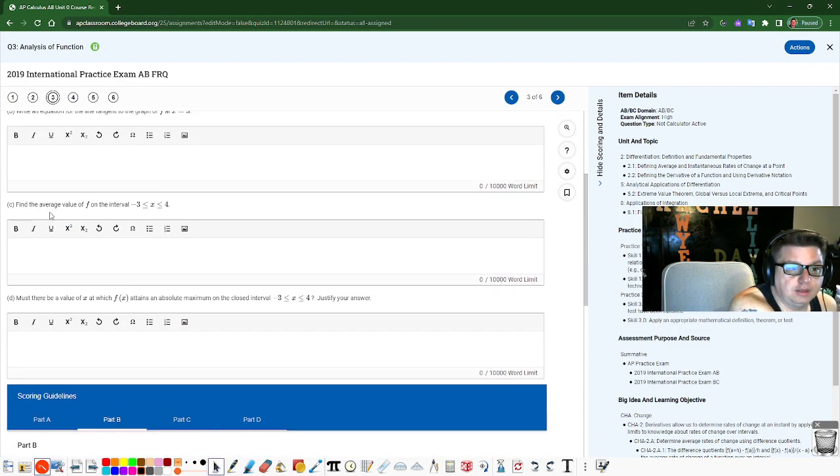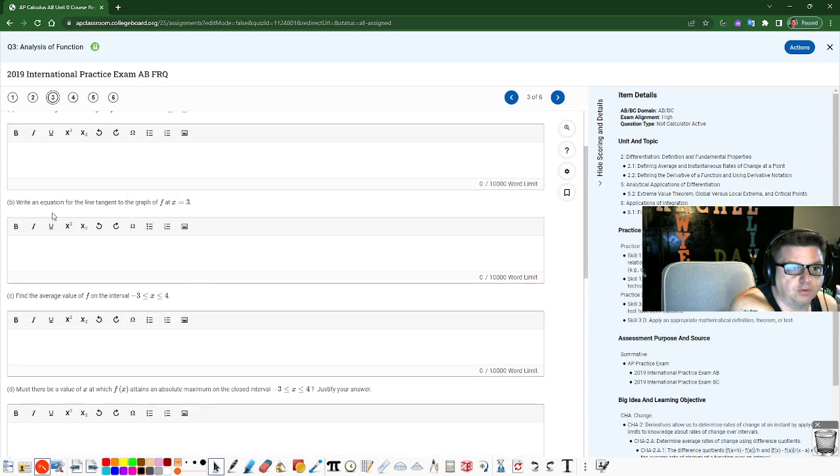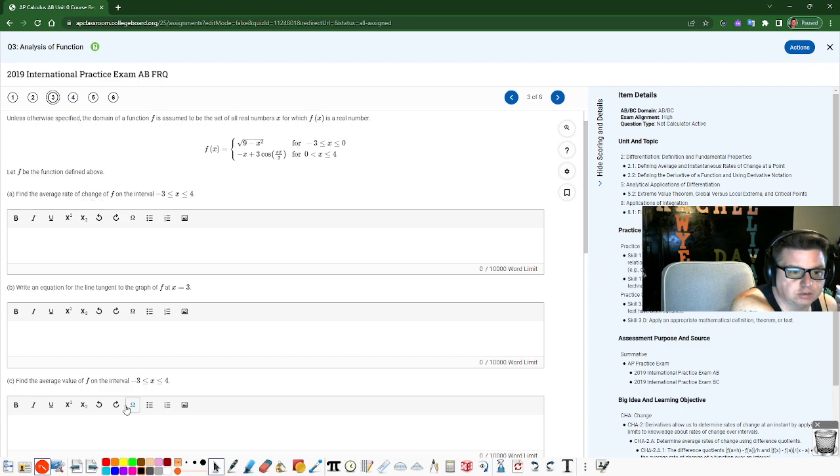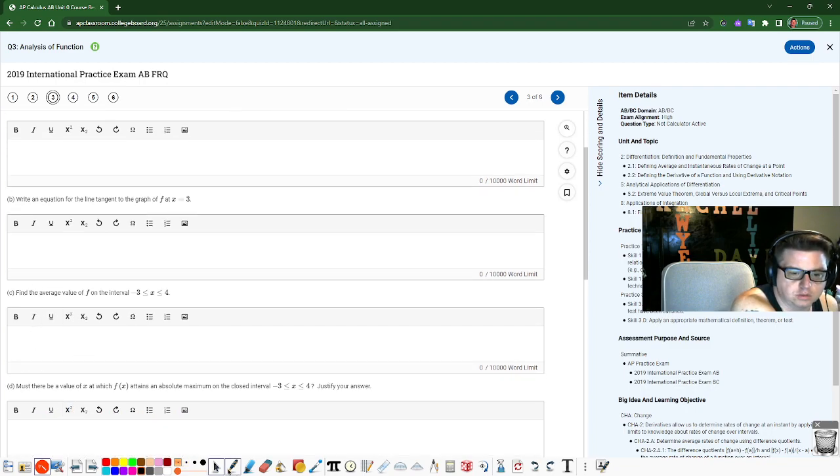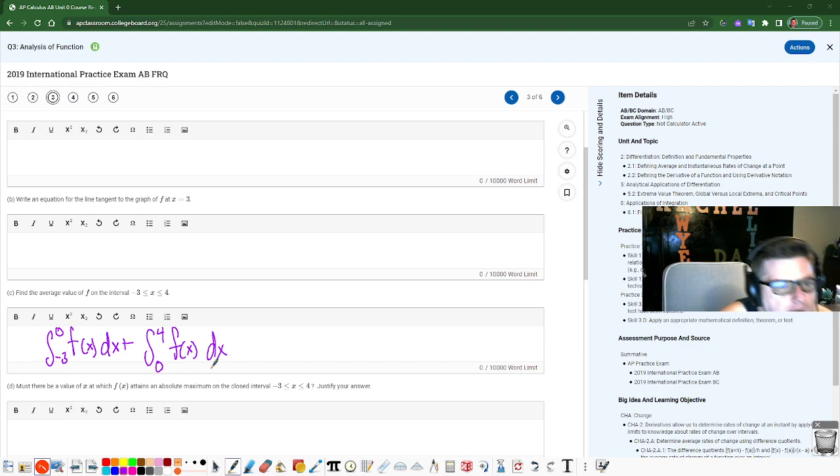So, be a stickler. Find the average value of f on the interval -3 to 4. Find the average rate of change. Okay. Find the average value. So what that to me means, I want to integrate from -3 to 0 of f of x dx plus 0 to 4 f of x dx. Find the average value. And then we have to do 1/7 times that whole thing. Because the rate of change is the slope, so we would have to integrate it to just get the value.